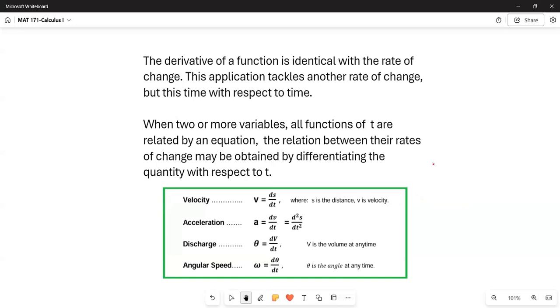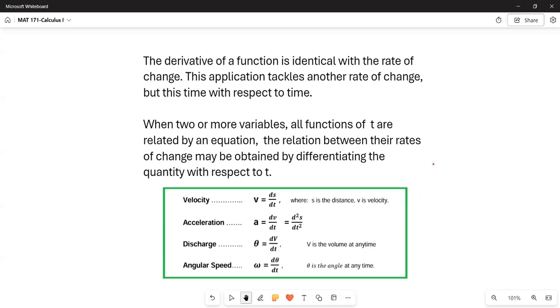Pagdating naman sa acceleration, definition kasi ni acceleration is a change in velocity with respect to change in time. So as you can see, yung dv natin is dinifferentiate lang. Okay, so pwede nating sabihin that velocity is the first derivative ng s and then yung acceleration is the second derivative of s or first derivative of v.